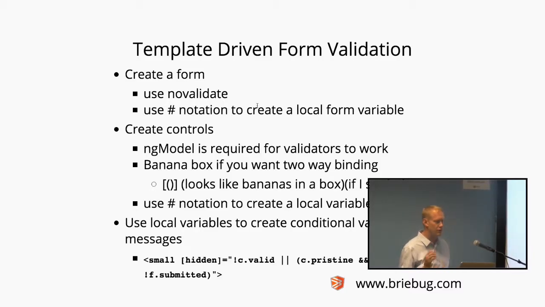So we use the pound notation. We create a local variable so we can access the form. Then we go ahead and create our controls. So again, we're just using form group and then a label, then an input. Very standard Bootstrap stuff. The main thing for this to work is ng model is required for the validators to work. If you take ng model off, I don't care what you put on it, none of it's going to fire. You ask it, is the form valid? Sure, it's valid. Nothing's filled out.